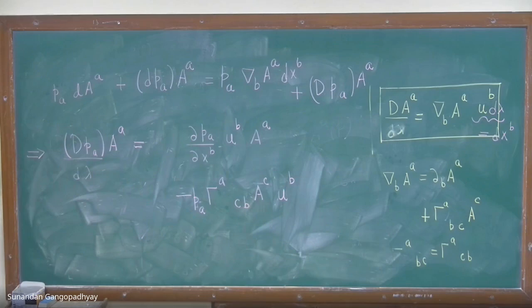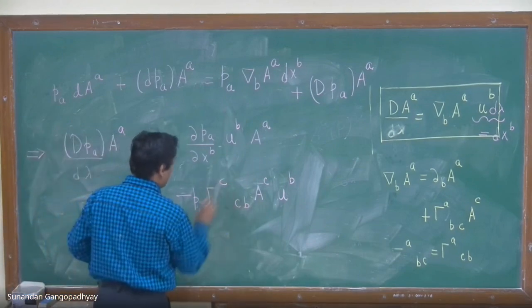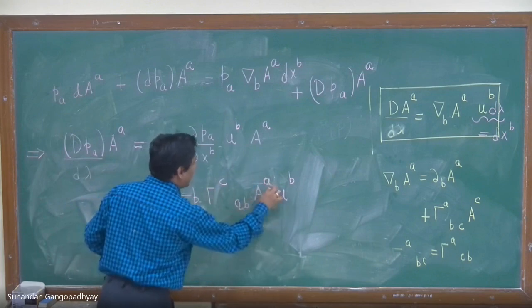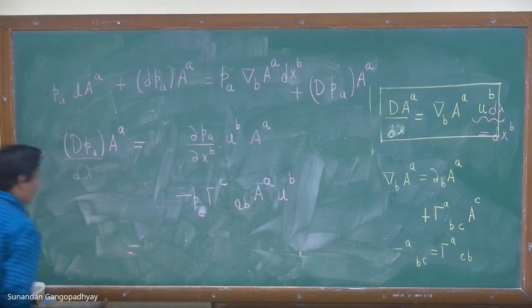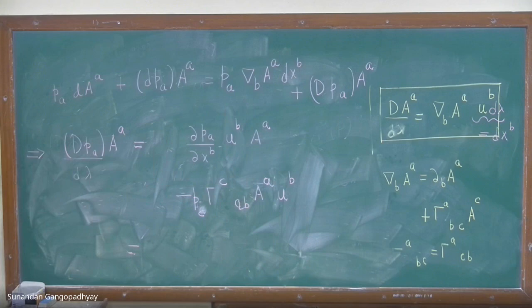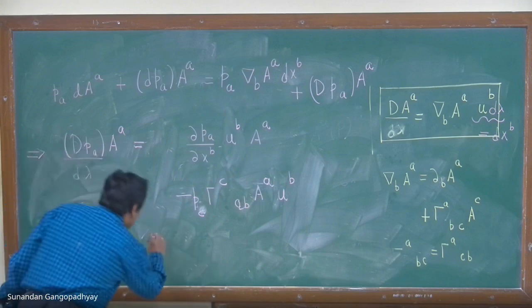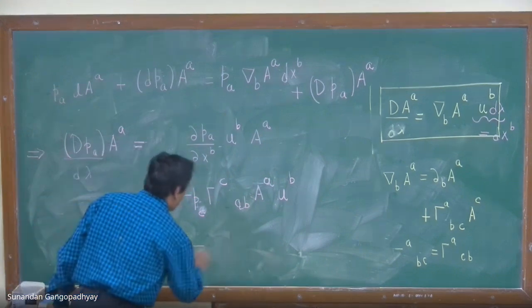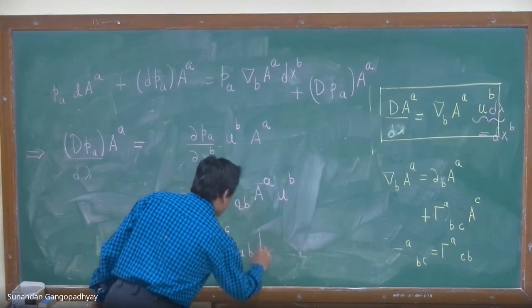We have to relabel, so if I relabel, yes. So this is C, this is C, this is A. That's it. Now I think the job is done, and this I can write down as what? AUB. That is fine. So this is del B A minus gamma C AB C.